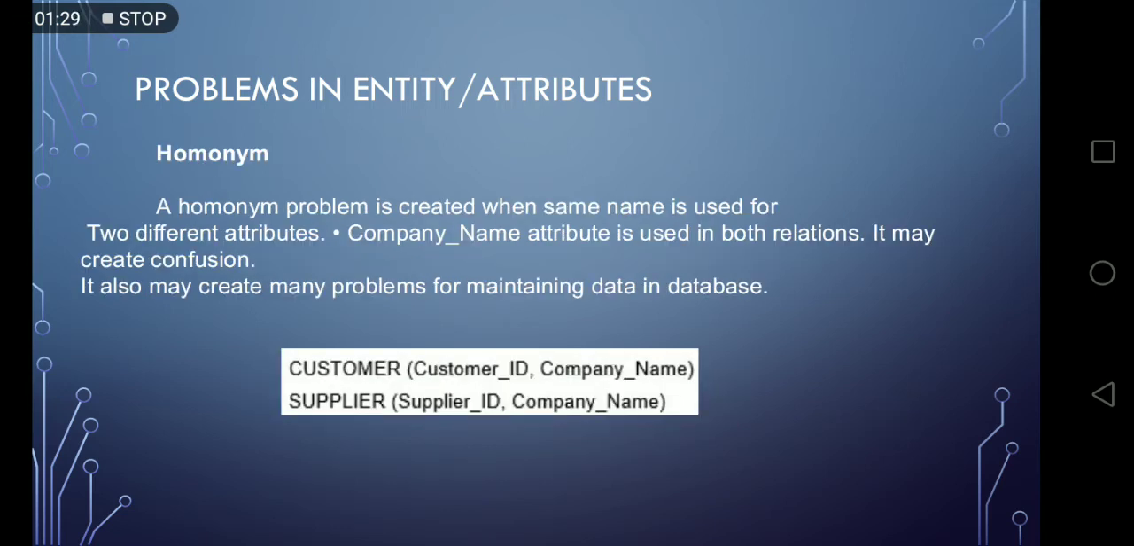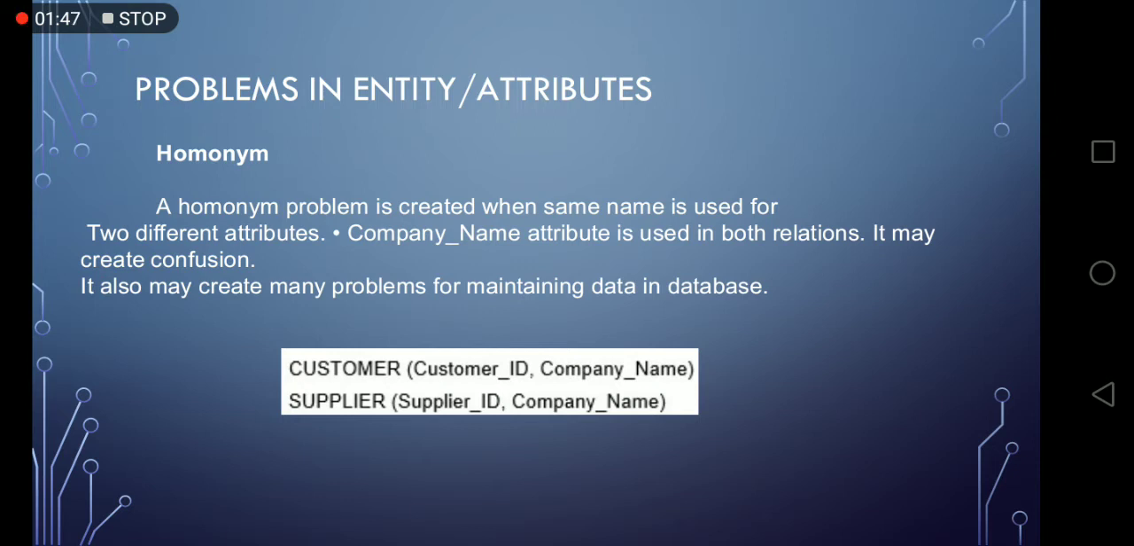Homonym. A homonym problem is created when the same name is used for different attributes. Company name attribute is used in both relations. It may create confusion. It may also create many problems in maintaining data in database.